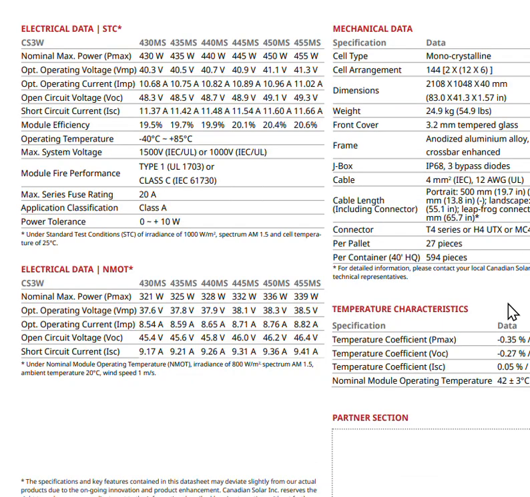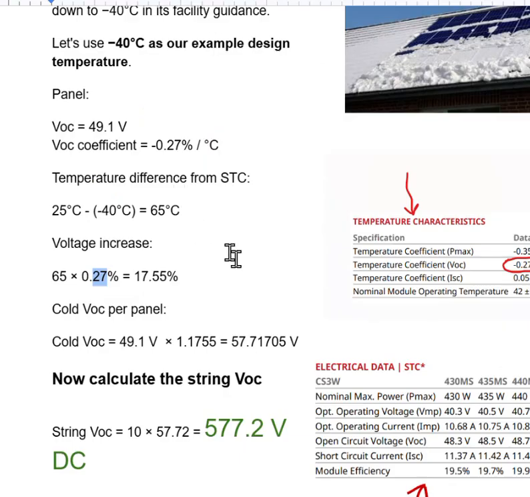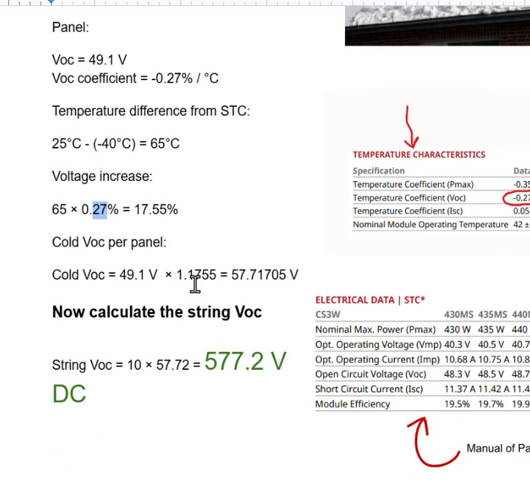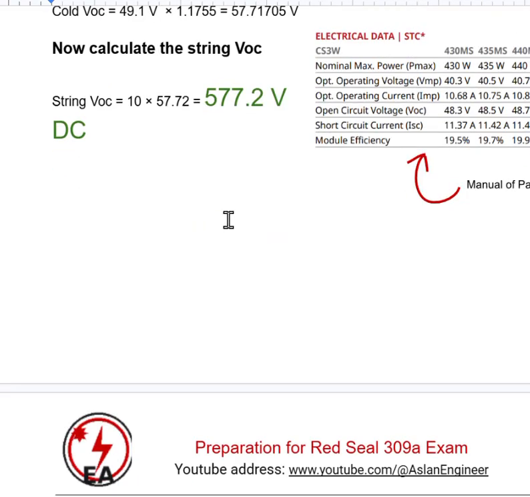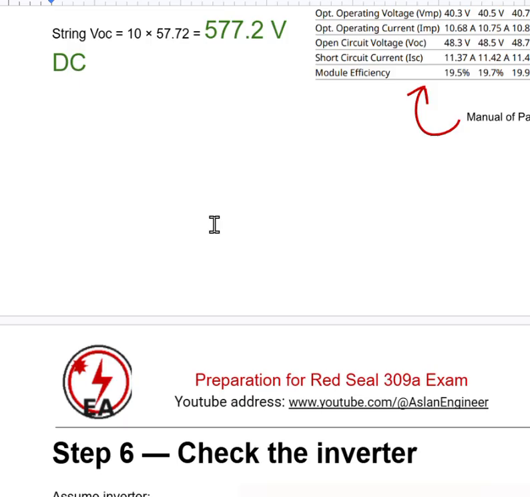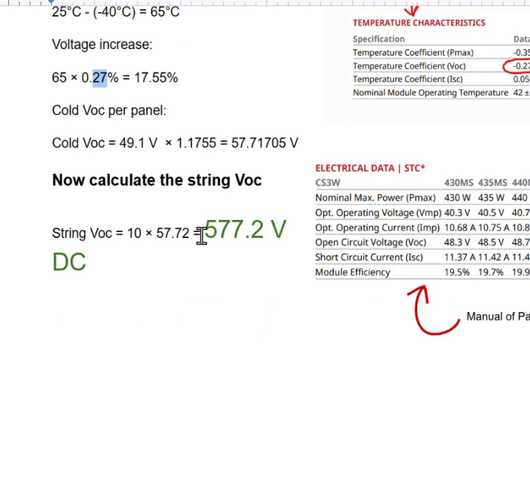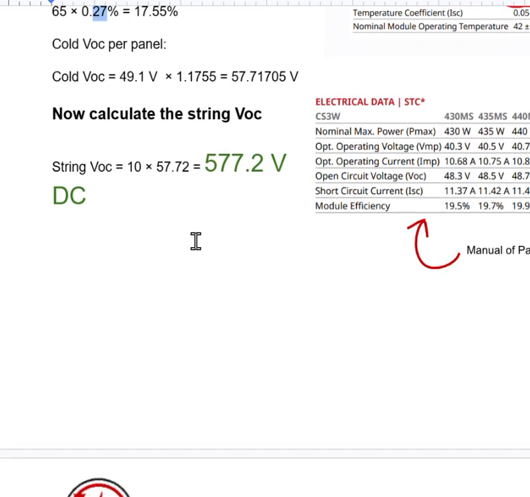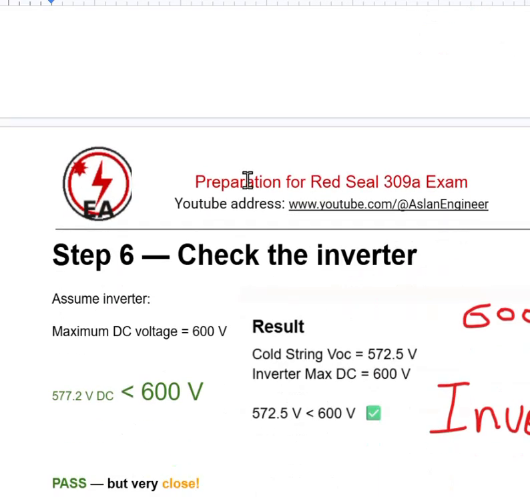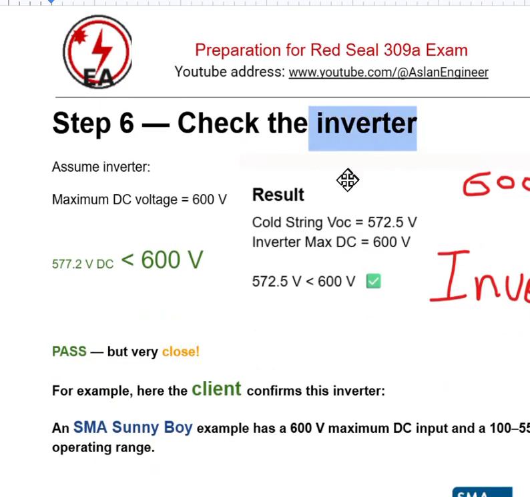So 65 multiplied by this coefficient. Where is this coefficient? In the manual of the panel you can find it here, the temperature coefficient for the open voltage. You can find this description with much more explanation in my YouTube or TikTok full video. And also, after calculation, the total voltage for one series of 10 panels is 577, and then we can choose the correct inverter size.